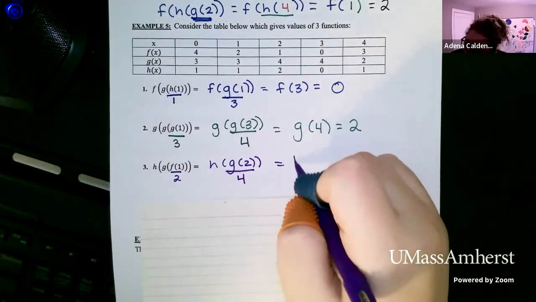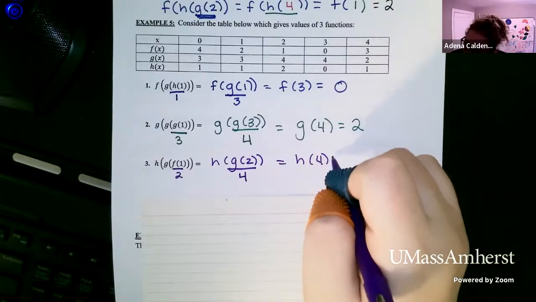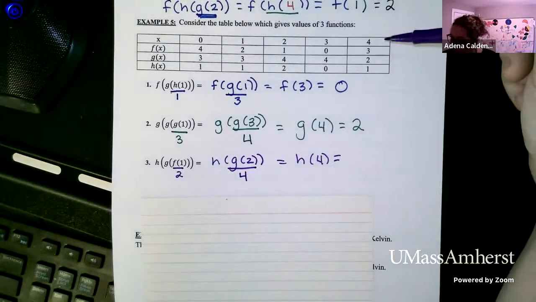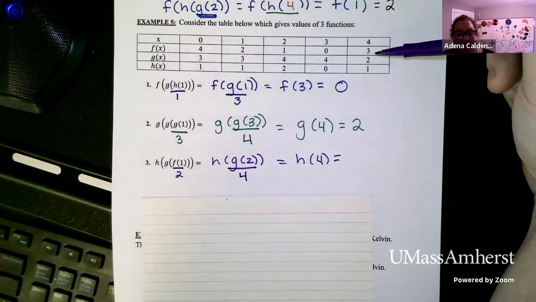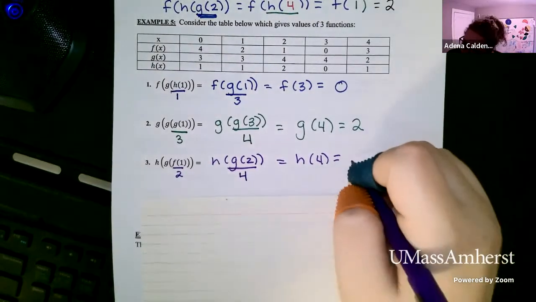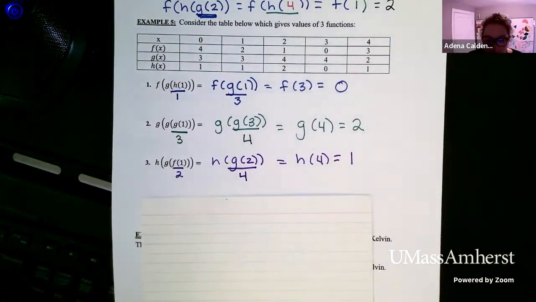So I substitute that in. I have H of 4. And so finally, I go to the 4 in my row. I go down to the H function, and I have a 1.